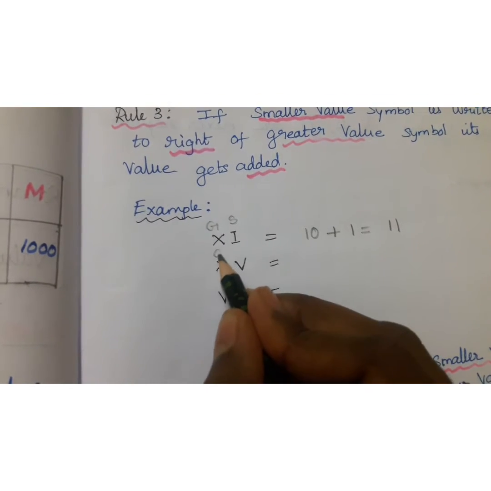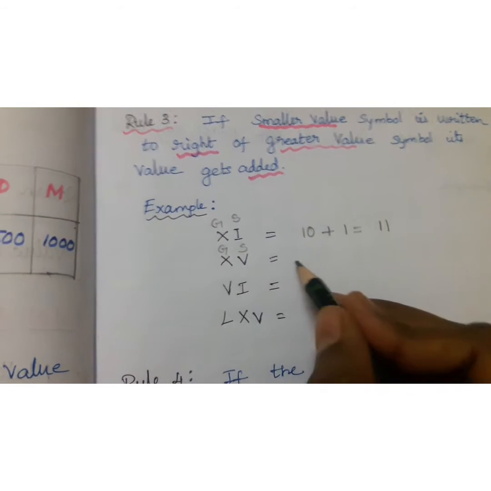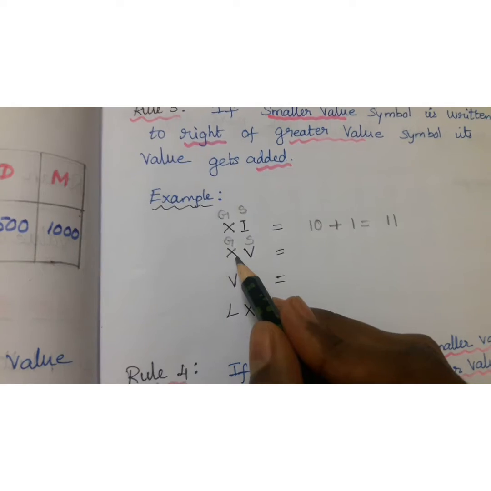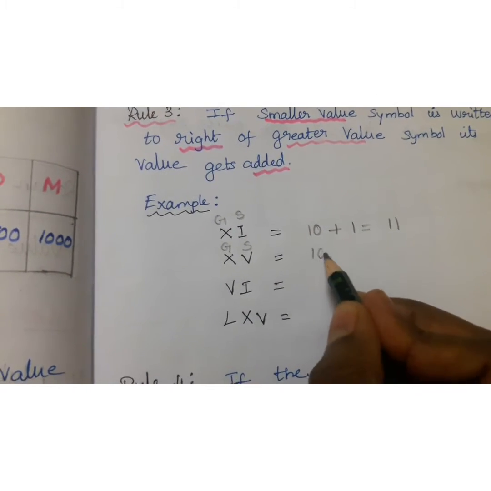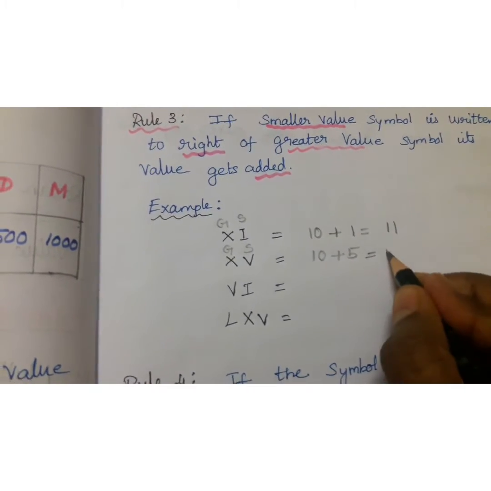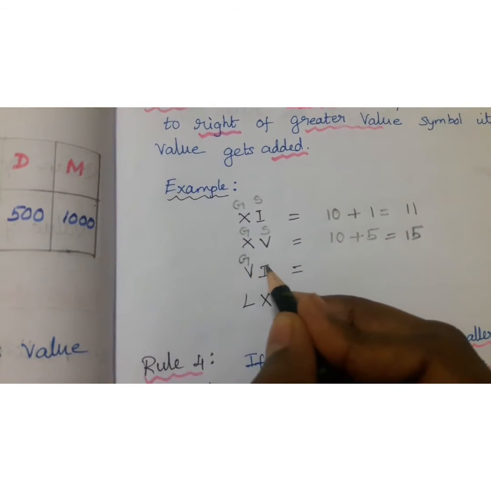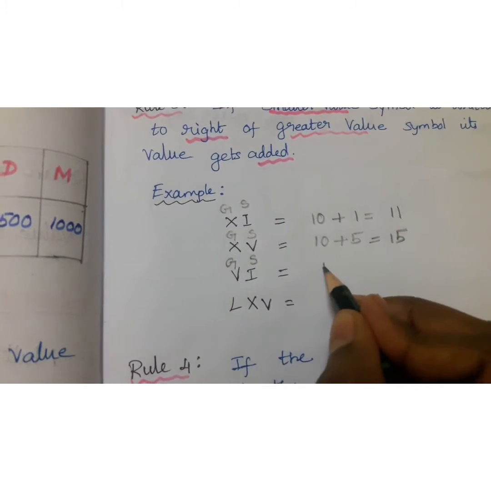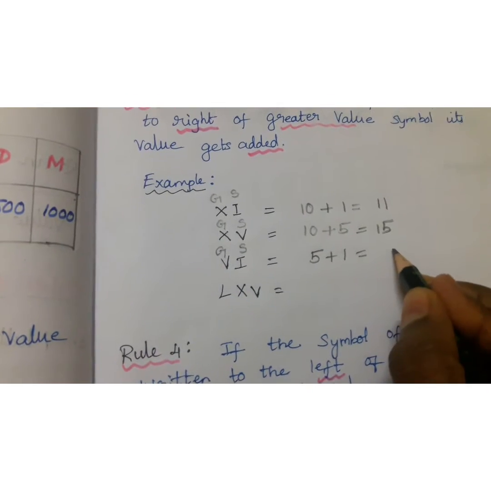In XV, X is the greater value, V is the smaller value. If a greater value is placed before a smaller value, we should add. So, X is 10 plus V is 5. 10 plus 5 is equal to 15. In VI, V is the greater value, I is the smaller value. So, V is 5 and I is 1. 5 plus 1 is equal to 6.